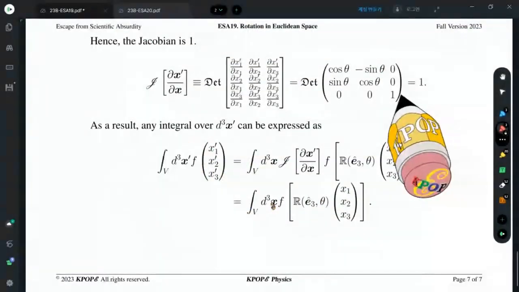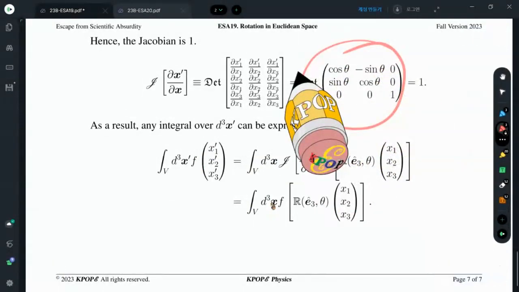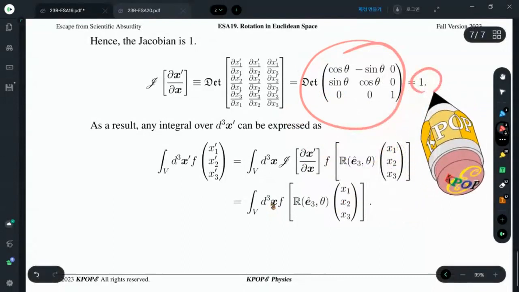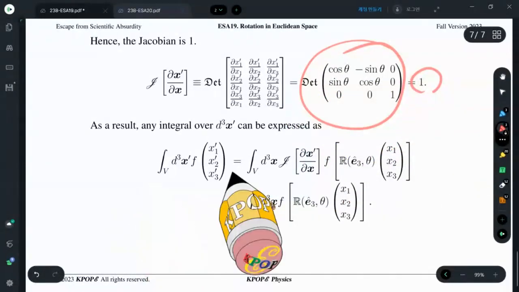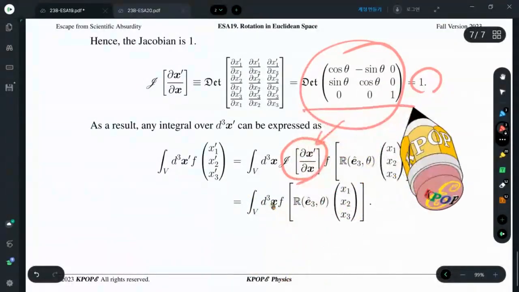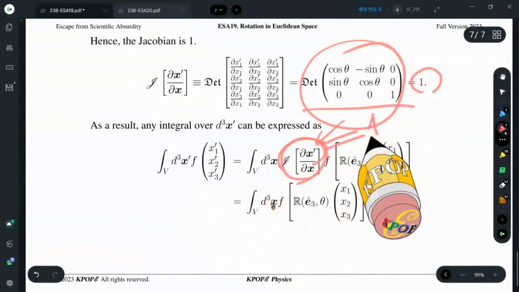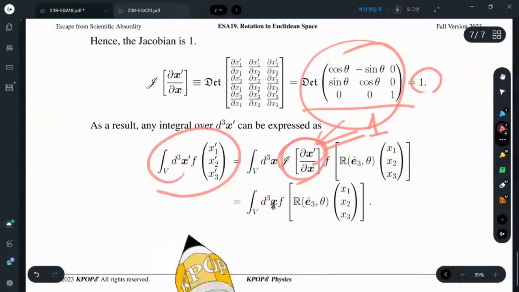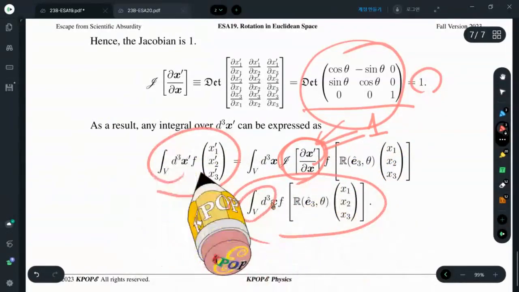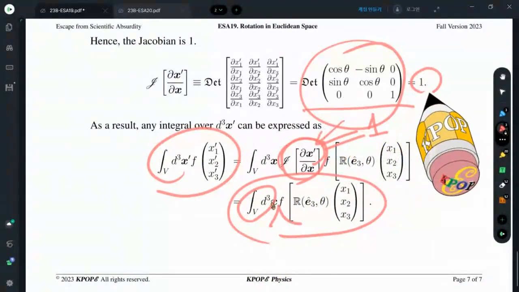So, in summary, after rotation, because the determinant of the rotation matrix is always 1, you don't have to worry about the Jacobian. Okay? You worry too much about it, but because it is exactly 1, you can remove the Jacobian. So simply any integration can be done without any additional factor. But in general, you have to check whether it is really 1 or not.